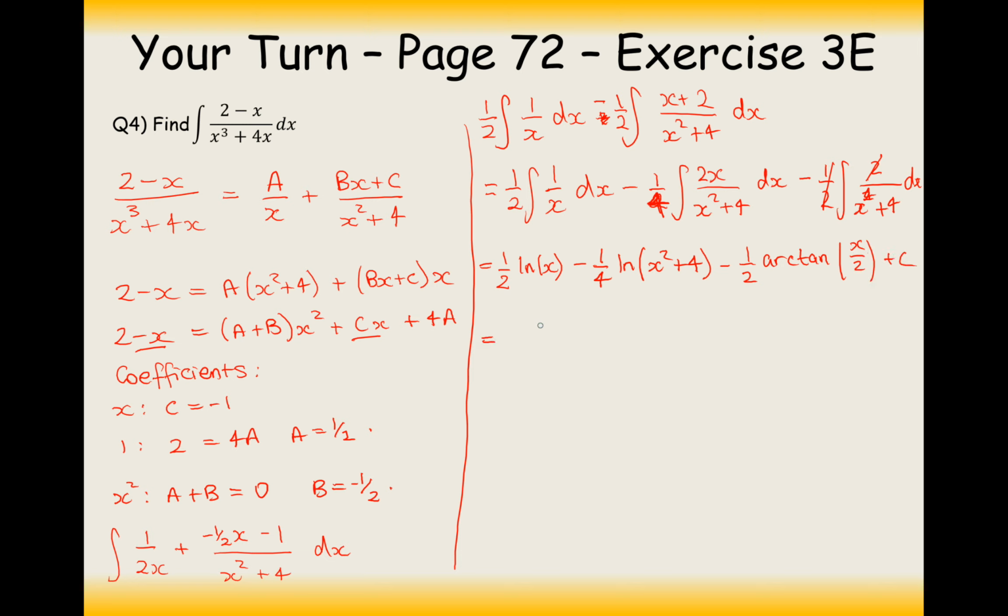We could probably simplify this a little bit more. If I factorise out a quarter, it would be ln (x squared over x squared plus 4), because if I turn that into a 4, then I can move the power of a half, so power of 2, inside the bracket. It's just a basic application of laws of logs, really. And then it'd be minus half arctan x over 2 plus c. And lovely, there we are. That's the answer to this question from page 72, exercise 3e.